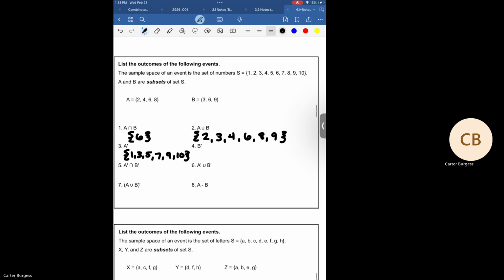4, 5, 6, 7. And then 8's not hard. We just haven't seen it yet. So we'll talk about it here momentarily.